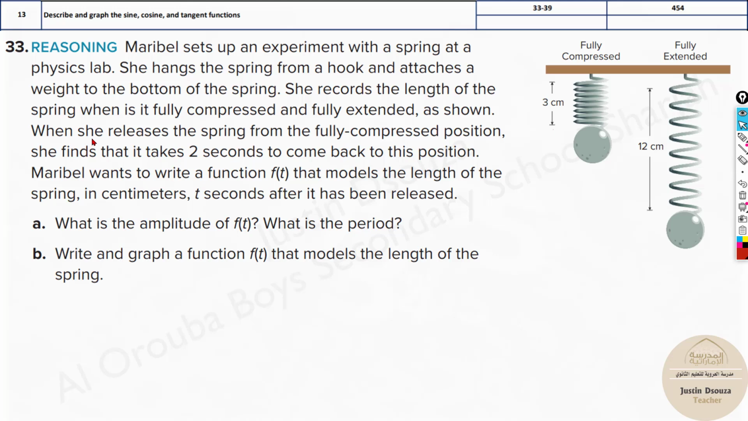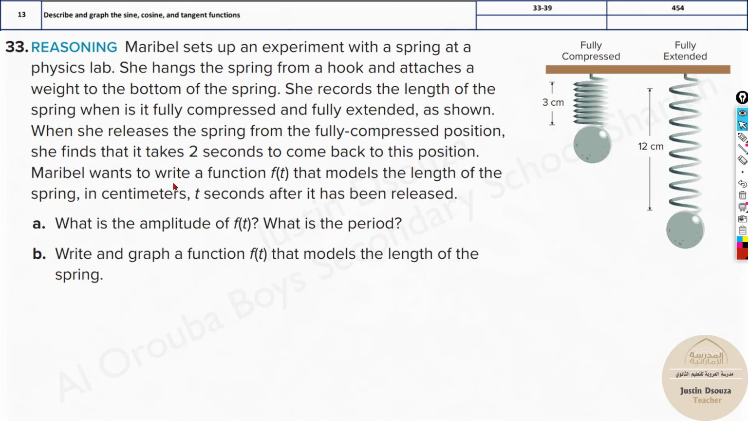As shown, when she releases the spring from fully compressed position, she finds it takes 2 seconds to come back to this position. So what happens is, when you release it, it'll go up, extend fully, and come back to the original position, right? This takes 2 seconds. That means that's the period of the function. Period is the time taken for the function to come back to its original position.